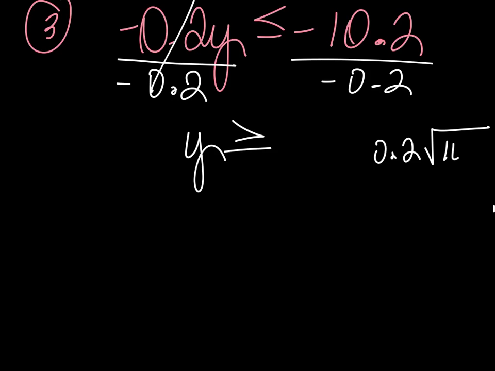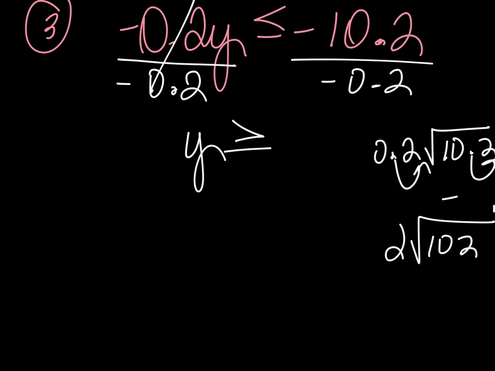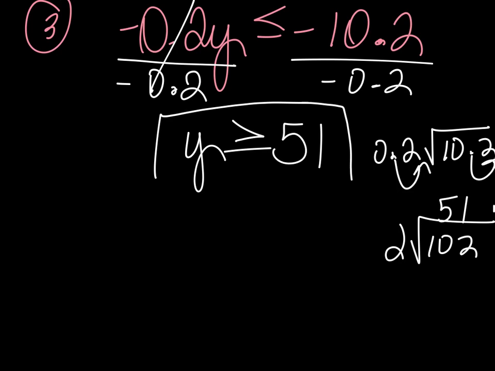0.2 divided by 10.2. To divide, I have to swoop one place each. 2 divided by 102 is 51. So y is greater than or equal to 51. Alright, good job. It was a quick review on inequalities.